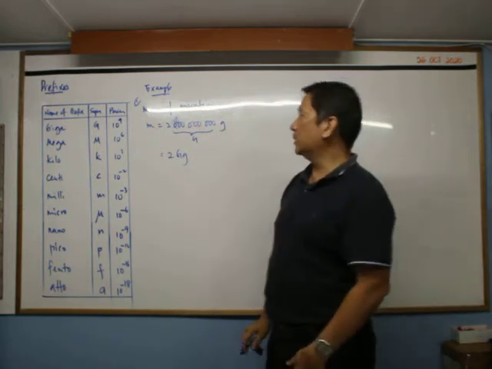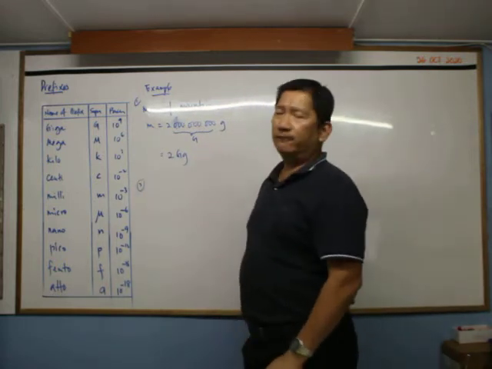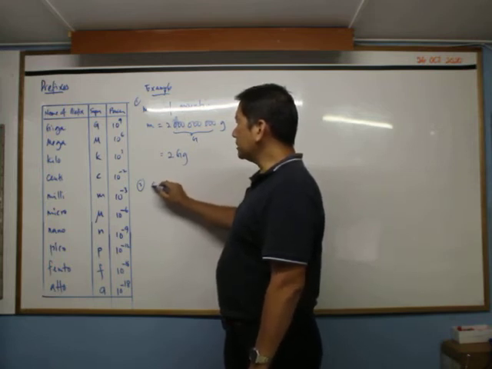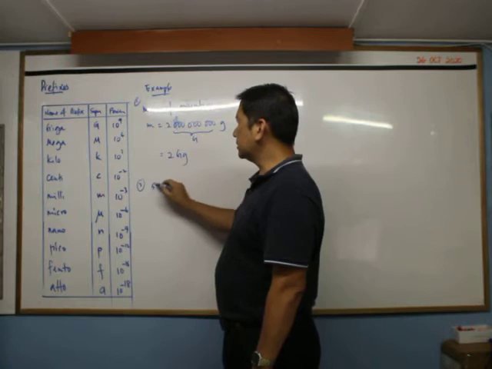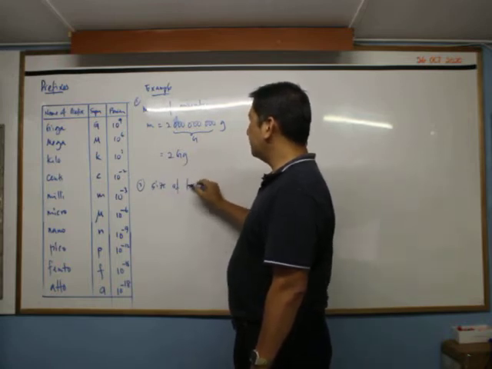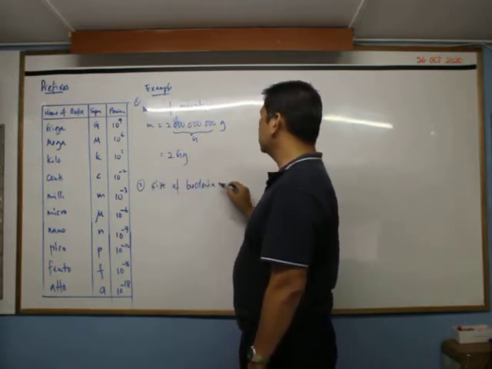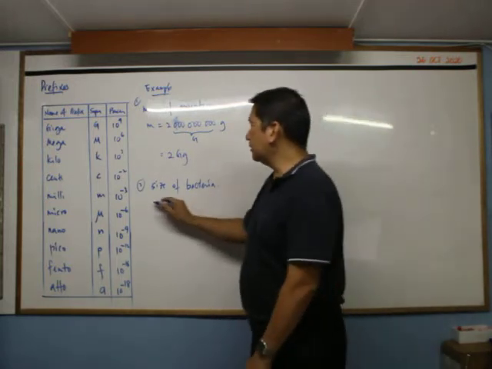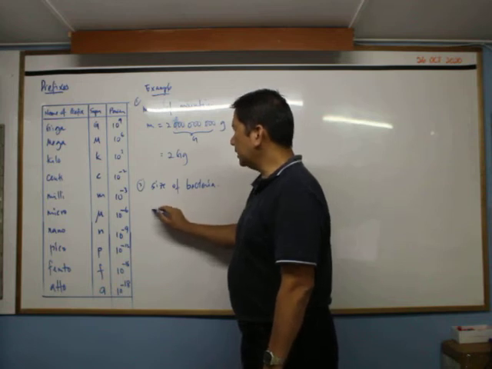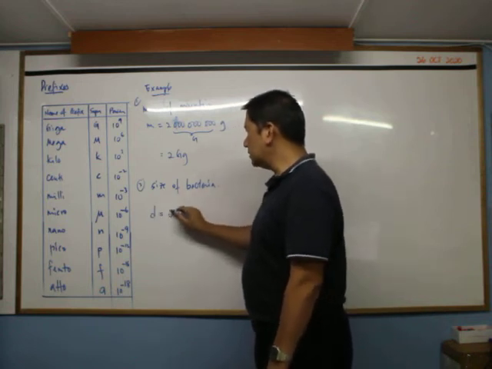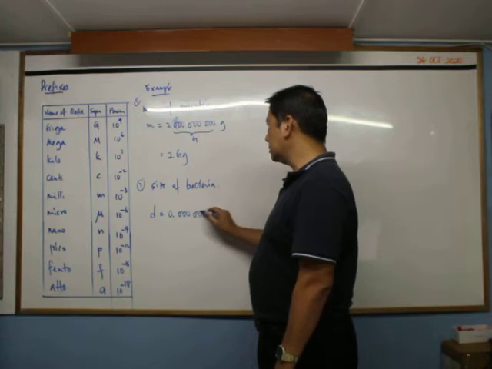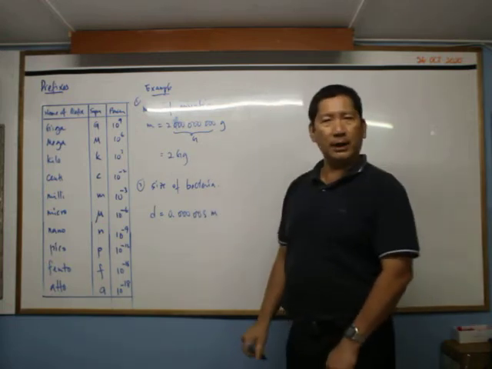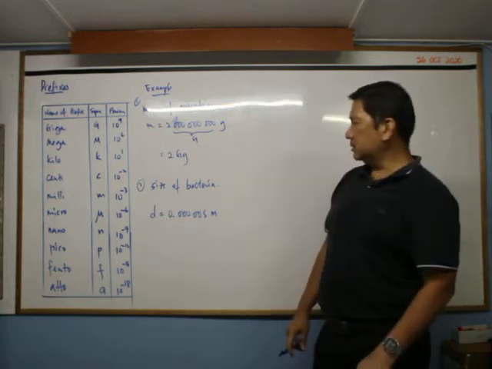And then for a small number, for example, the size of bacteria. The size of bacteria means let's say diameter. The diameter of bacteria, for example, use the symbol D is 0.0000005 meter.